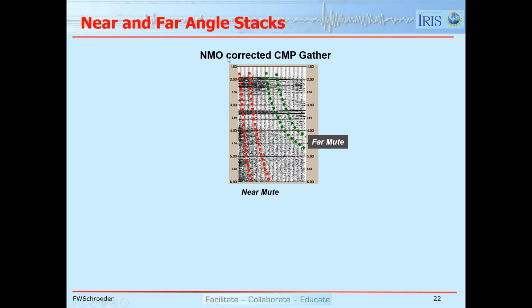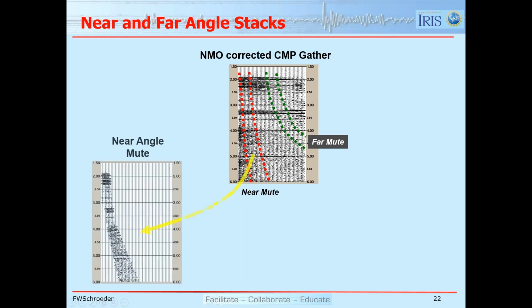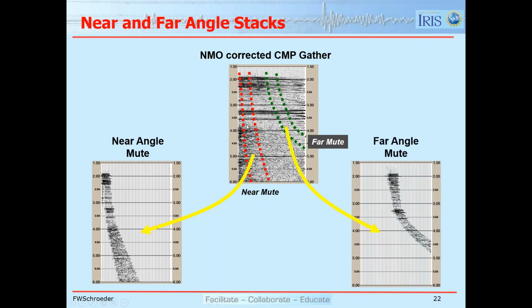So here's an NMO, normal moveout, corrected CMP gather, so the hyperbolas have been flattened. We can calculate what the mute is for 5 to 15 degrees and what it is from 25 to 35, and just stack those data. So the near angle stack would be between the two red lines, so these data would be summed. And we can also do a far angle stack where these data are then summed.